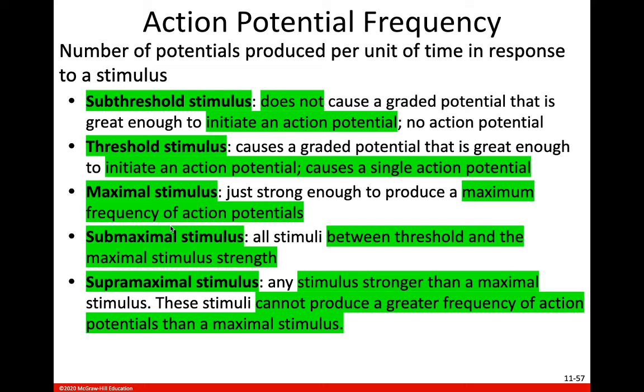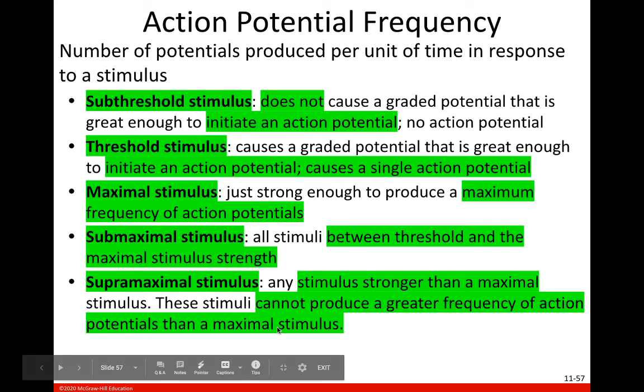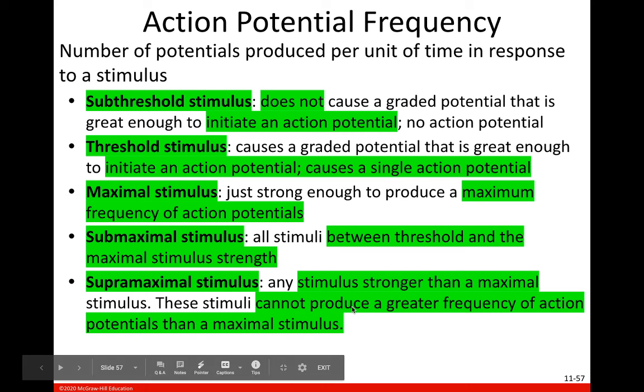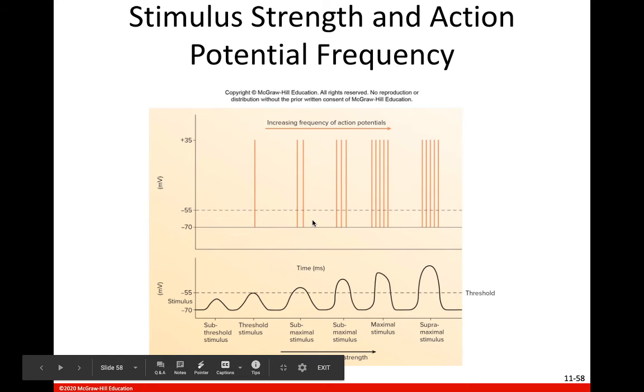A submaximal stimulus is a stimulus that gives us any frequency of action potentials between threshold and maximal. So more than a single, but less than maximum. And then a supramaximal stimulus is a stimulus that's stronger than maximal. However, even if that stimulus is stronger than maximal, it's not going to give us any greater frequency because we can only have a maximum frequency. So even if we have a stronger than maximal stimulus, we're still just going to get that maximum frequency of action potentials. And I think this diagram shows it to you pretty well.